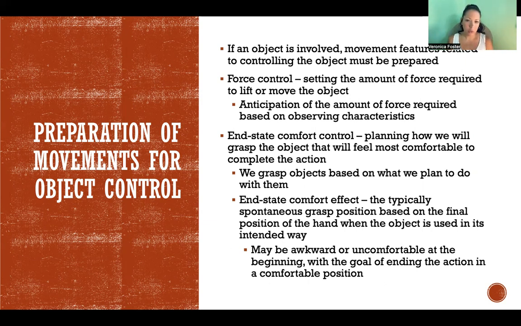And that's where we use proprioception and our tactile senses to adjust and change the force setting essentially. But we start by anticipating, and that anticipation is part of our preparation for the action. End state comfort control is planning how we will grasp the object that will feel most comfortable to complete the action. So when we're interacting with an object, we prioritize the end state of how we will be holding or manipulating that object, as opposed to prioritizing the comfort or ease of the actual reach or movement leading up to interacting with the object.